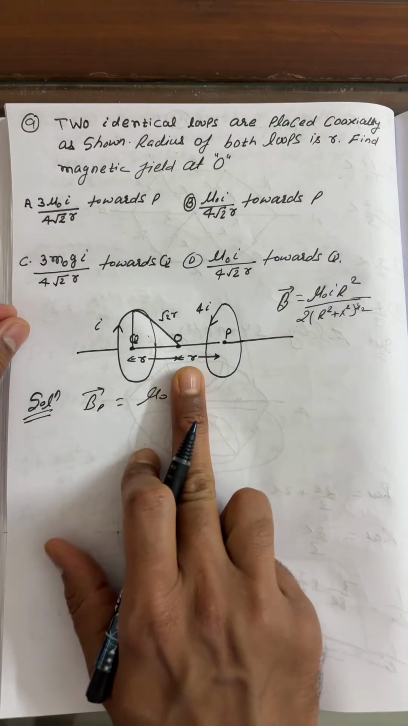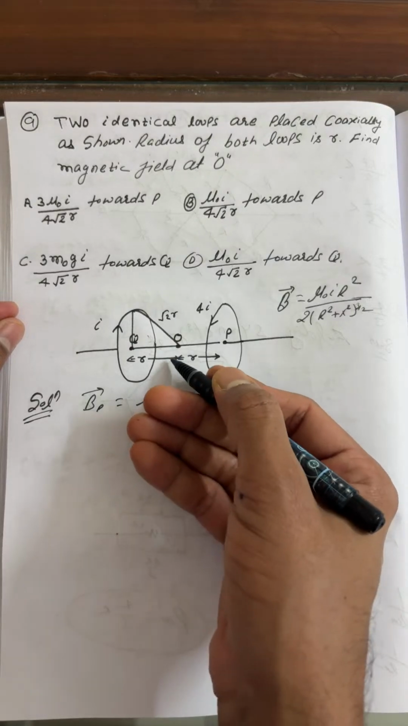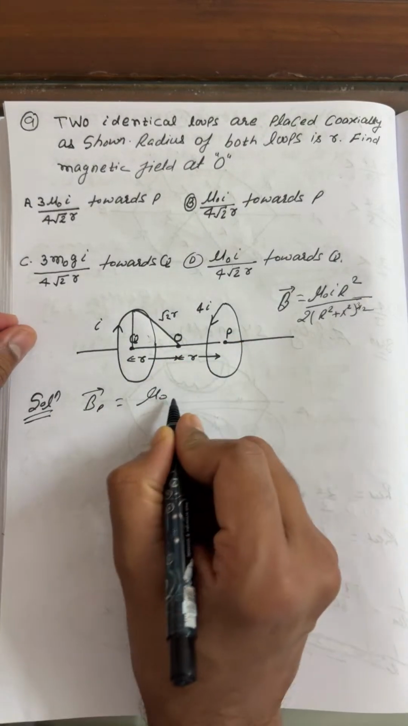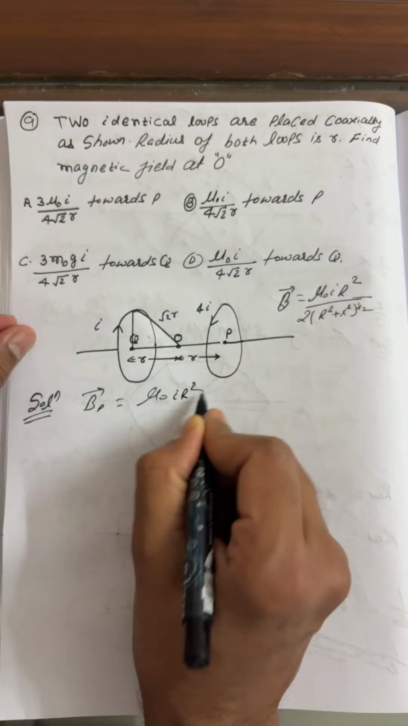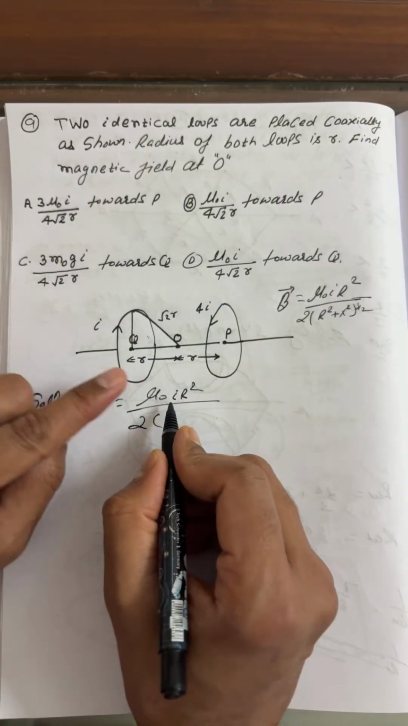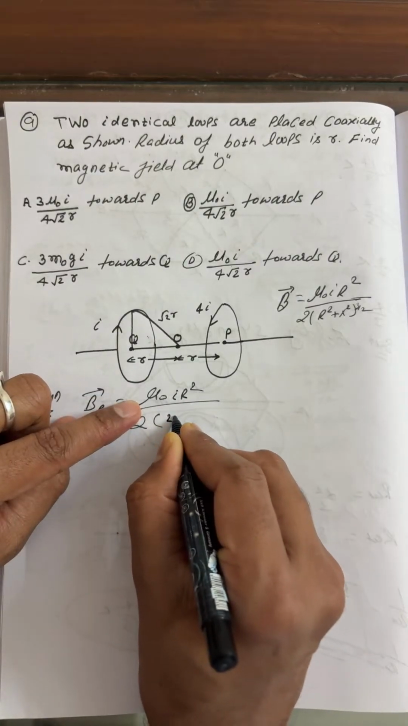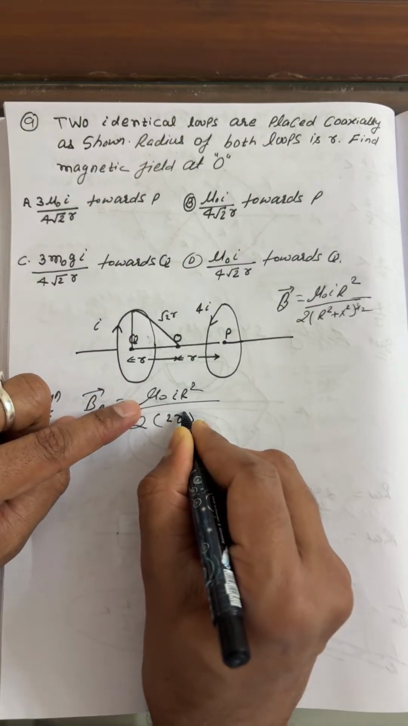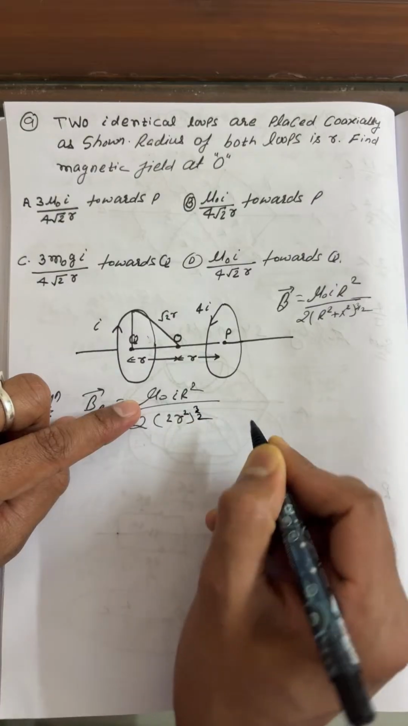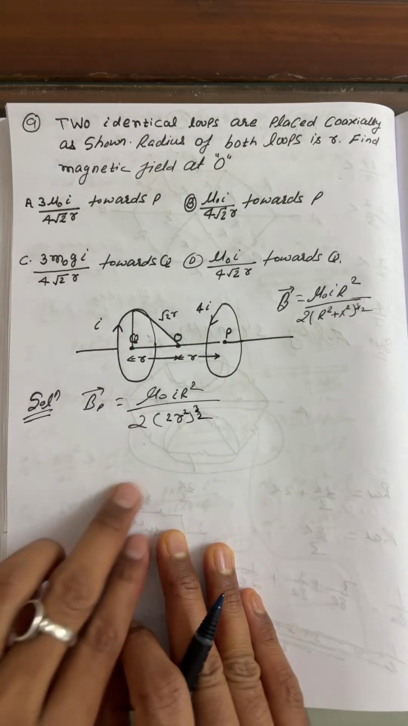So this R remains the same here. Mu naught into I, this is R square, twice of R square plus R square, so you can see this is 2R square to the power 3 by 2. I hope you understand my point.